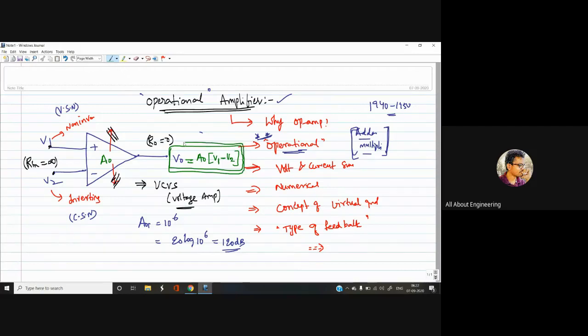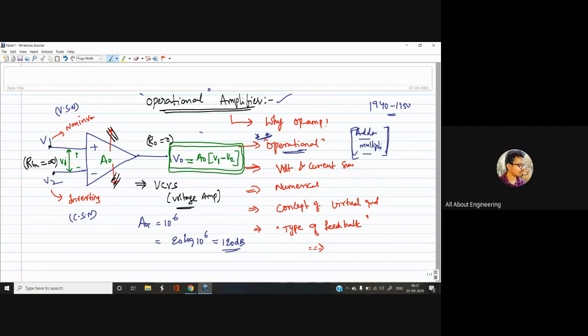So this is the standard output equation of an operational amplifier. It holds in all cases, but we are going to simplify this output equation for different cases. Now, this input difference is called the differential input, VD, this difference.